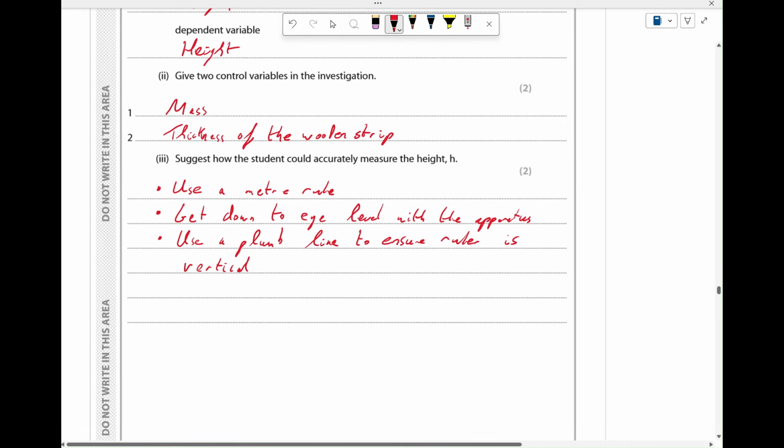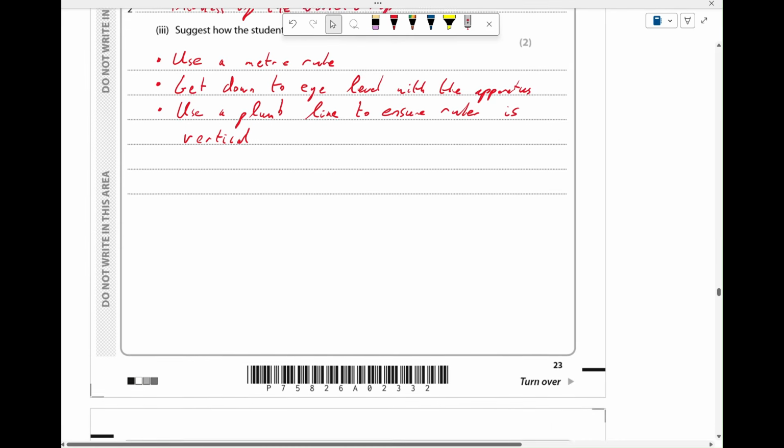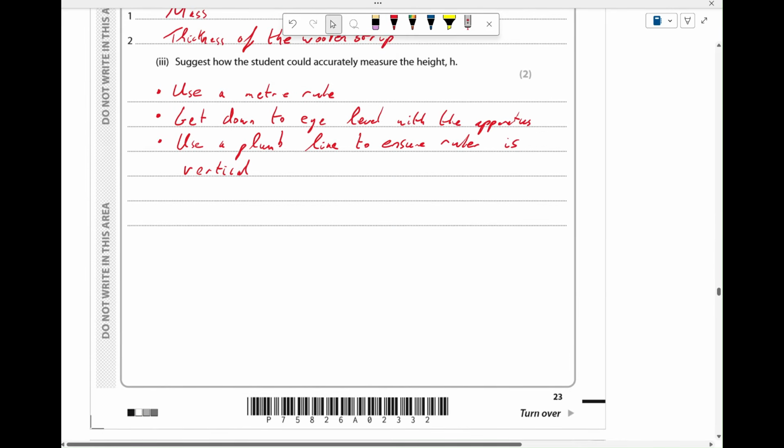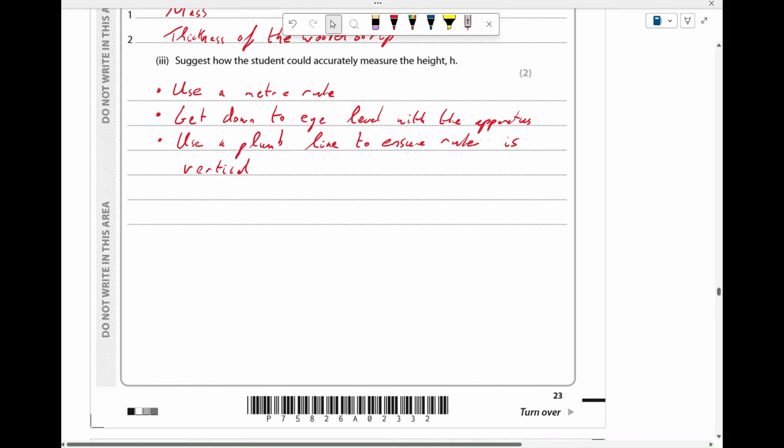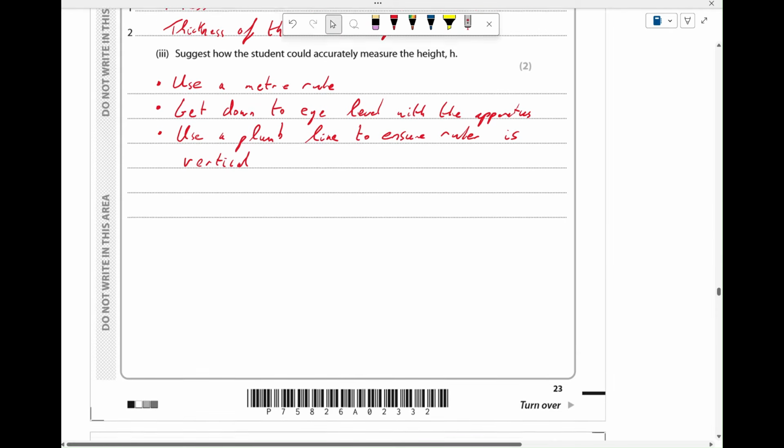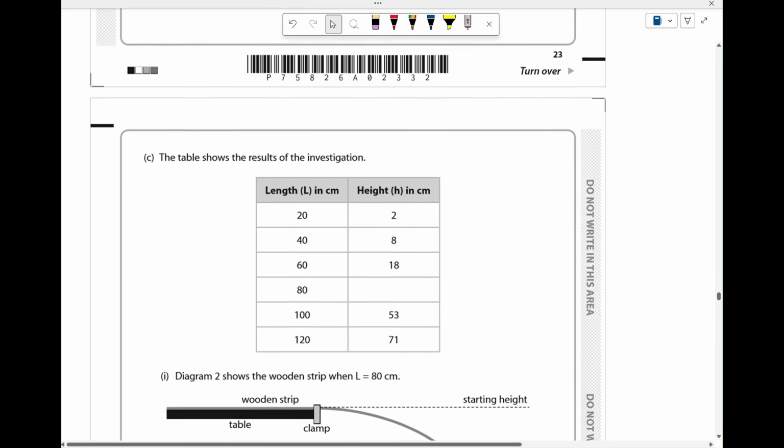Loads of stuff you can say for this question. You could also talk about clamping the meter rule in place, something like that. But I think those are the three things I'd say. Name the apparatus, meter rule, get to eye level, make sure the meter rule is vertical.